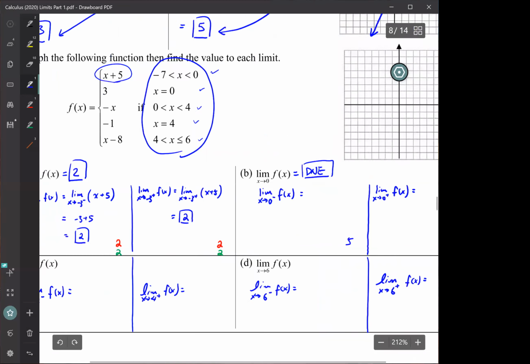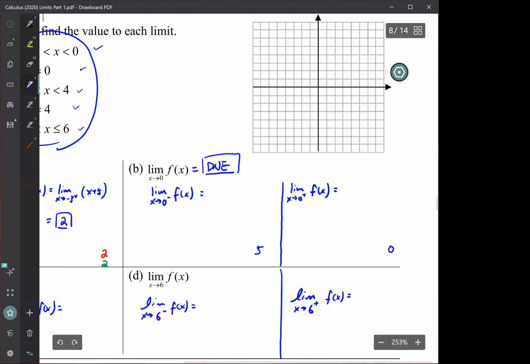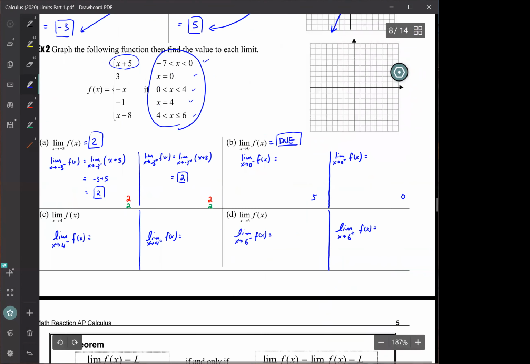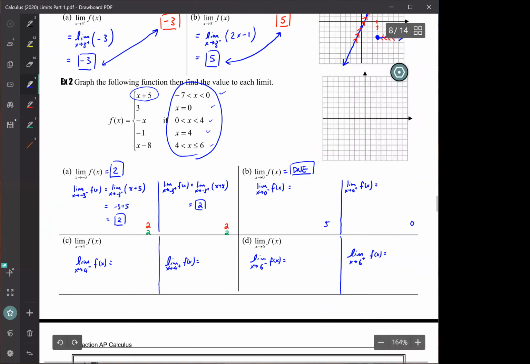Okay, let's check another answer. Jeffy, what about your B? Do you have the same? I also have 5 and 0, and also limit DNE. Yeah, DNE. Okay. Anyone got different?